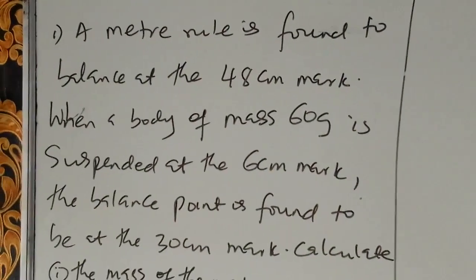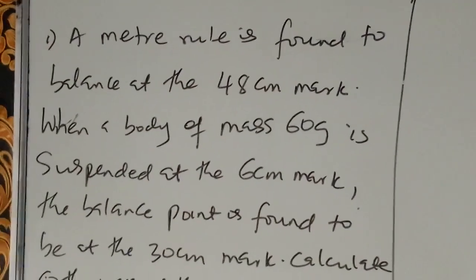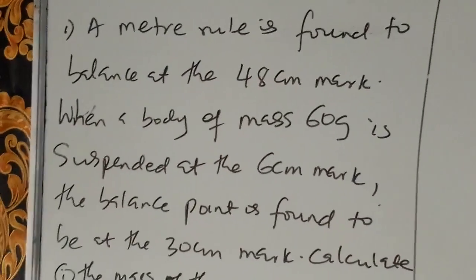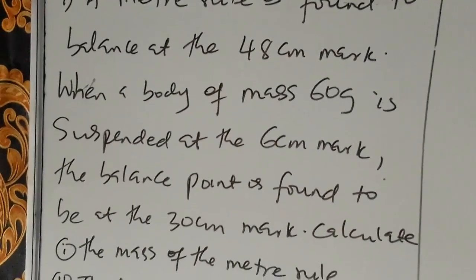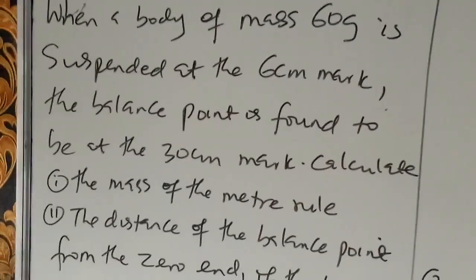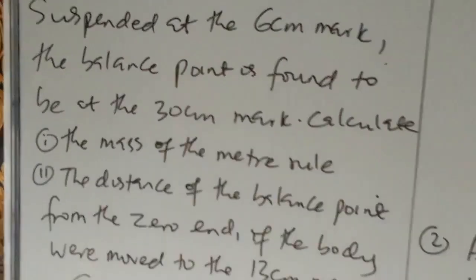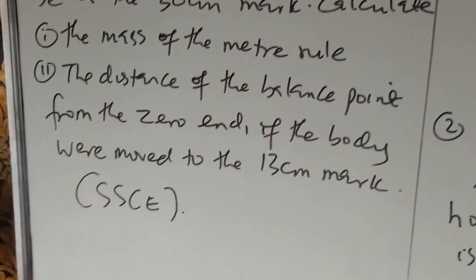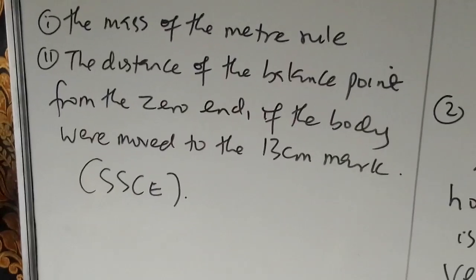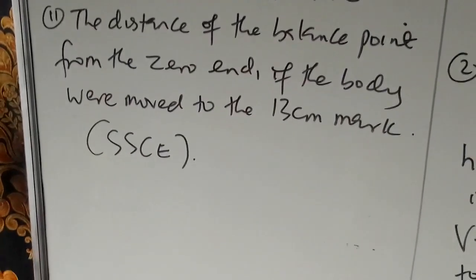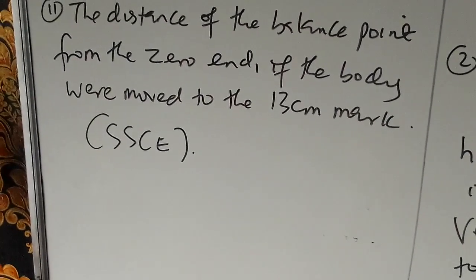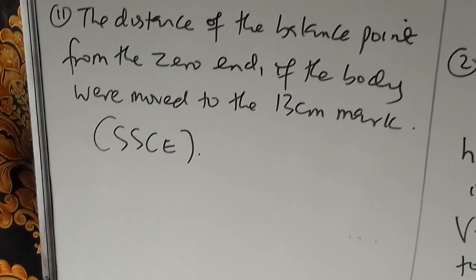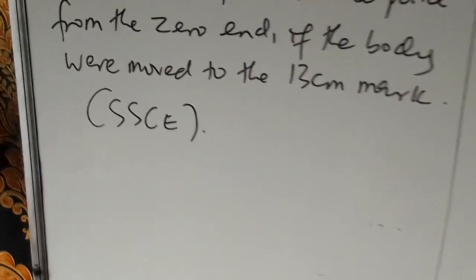Now number one says, a meter rule is found to balance at the 48 cm mark when a body of mass 60 gram is suspended at the 6 cm mark. The balance point is found to be at the 30 cm mark. Calculate I, the mass of the meter rule. II, the distance of the balance point from the zero end if the body is moved to the 13 cm mark. So this is a school certificate question.